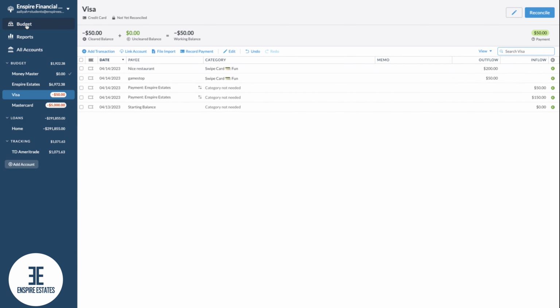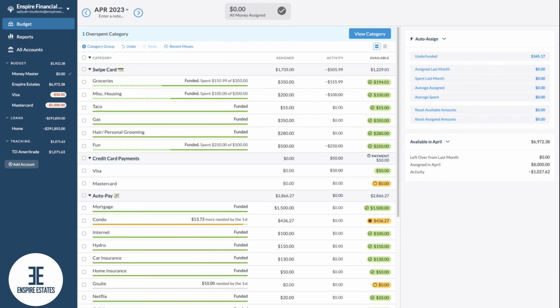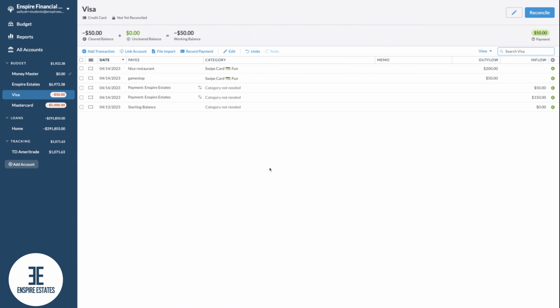Okay, let's go back to the budget. So you'll see 50 bucks in my credit card payment and my fun category is down by 50 bucks, right? Okay. So I decided to return this item and I got a refund. So what I would do is enter that exact same transaction.